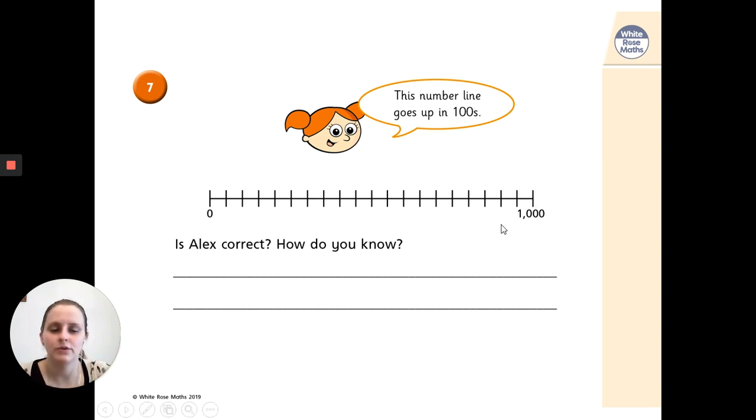So she's going from 0 to 1,000. She has 20 increments. Think about what you've done already. What do you think she's done? Do you think she's done it correctly or incorrectly?